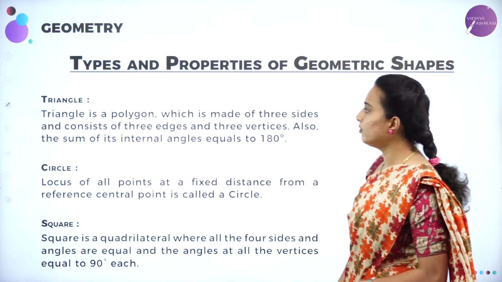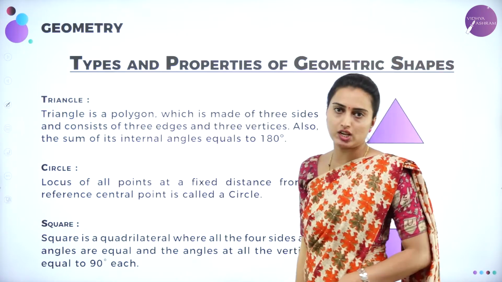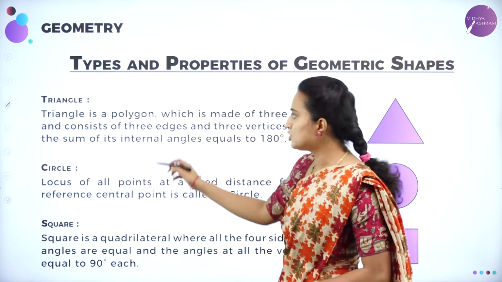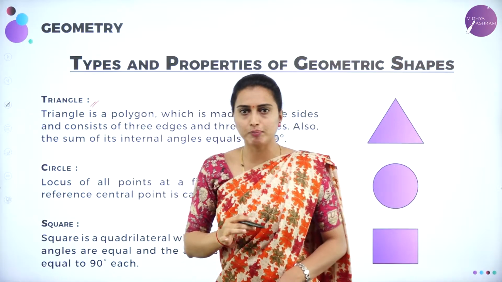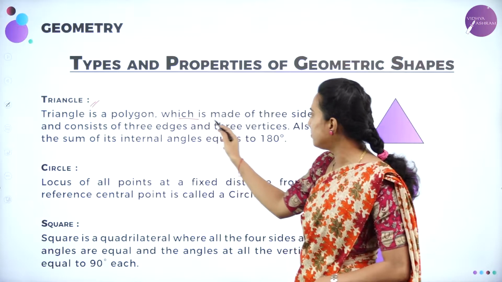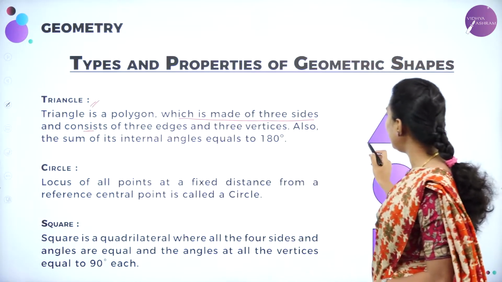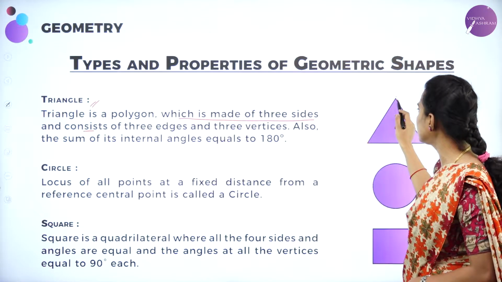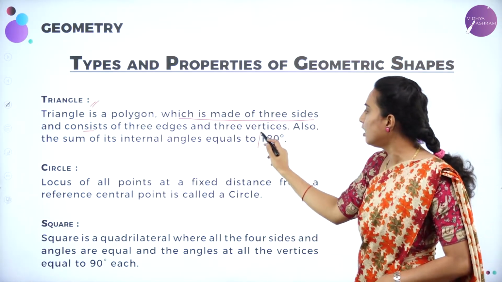Okay. Next, we'll be moving on to the types and properties of geometric shapes. Here I have taken the 2-dimensional ones. First, I have chosen the triangle. Triangle is what? It is a polygon. Polygon means more than 3 sides, or 3 sides at least. It is made up of 3 sides and consists of 3 edges. Correct? And 3 vertices. The sum of its internal angles is nothing but 180 degrees.